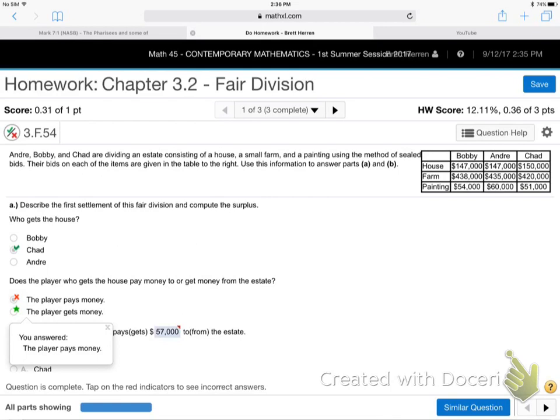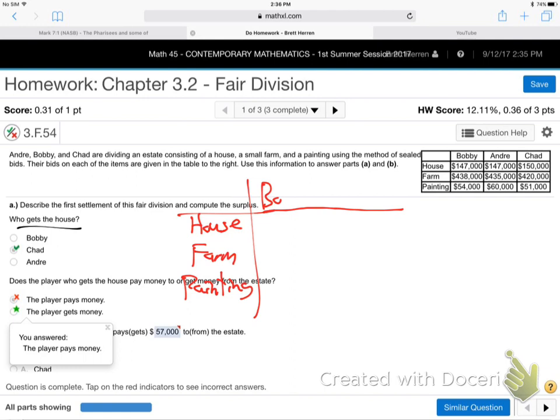Describe the first settlement of the fair division. Who gets the house? Okay, so let me write out what we have there. Are you guys able to write this on your papers? This will be really important to have all the details down because these are pretty tedious. You're going to want to put one of these examples on your 3x5 card for the next exam in a couple weeks.